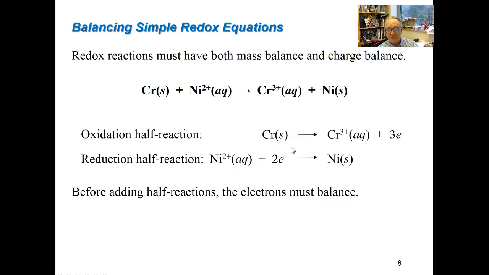Before adding the half reactions, remember we're going to add them up algebraically, so the electrons have to balance. We've got 3 electrons in the oxidation half reaction on the product side, 2 electrons in the reduction half reaction on the reactant side. We've got to balance them. And so, like when we balance chemical formulas or chemical equations, if you had 2 of something and 3 of another, we could multiply the thing that's 3 by 2 and the thing that's 2 by 3 to wind up with 2 times 3 is 6. So we're going to use that trick once again.